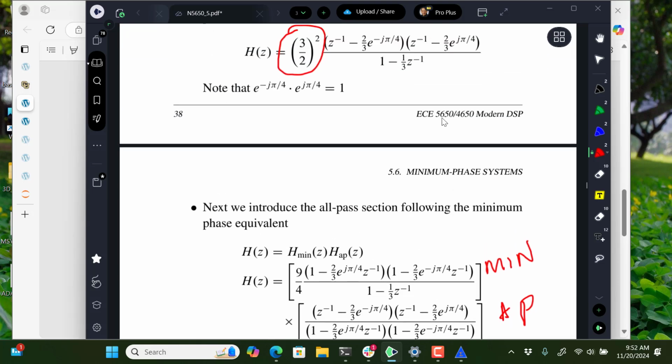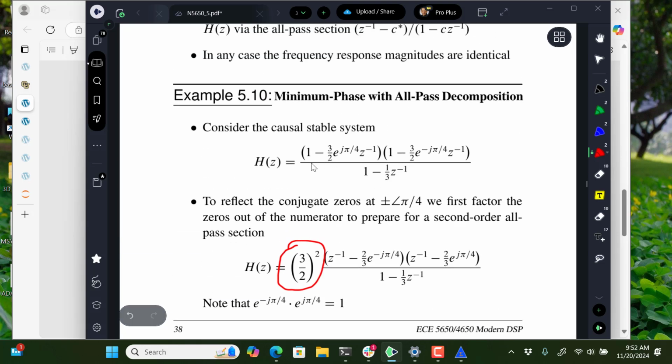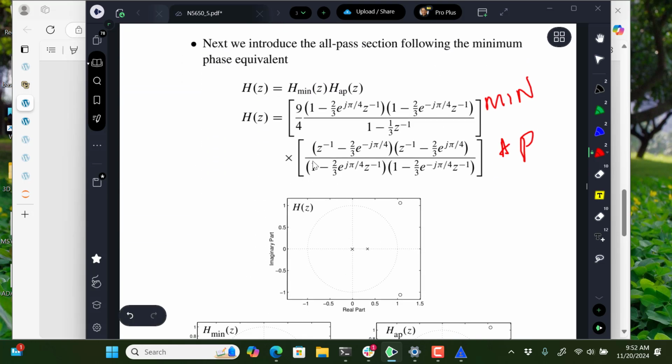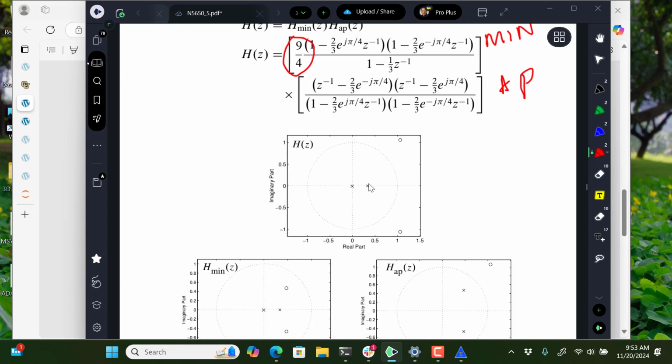The quirky thing that comes out of this, though, is that this was our original system, but when we want to write it as a cascade, we have to do this factoring. So this 9/4 is going to now be attached to the minimum phase system, because the all-pass system is going to be constant gain, but depending upon how it's defined, it's not necessarily unity gain. It can be a constant at some other value. So this has to come out of here as part of the decomposition.